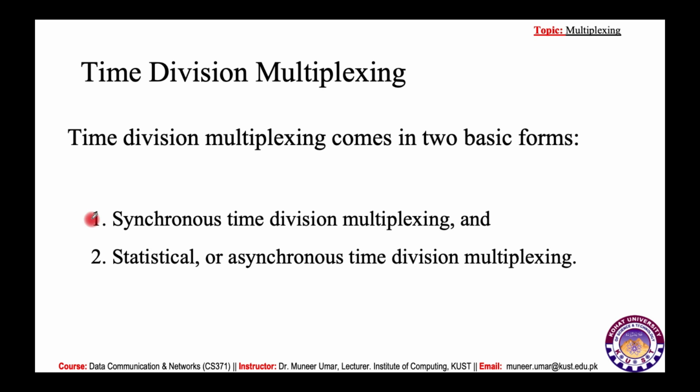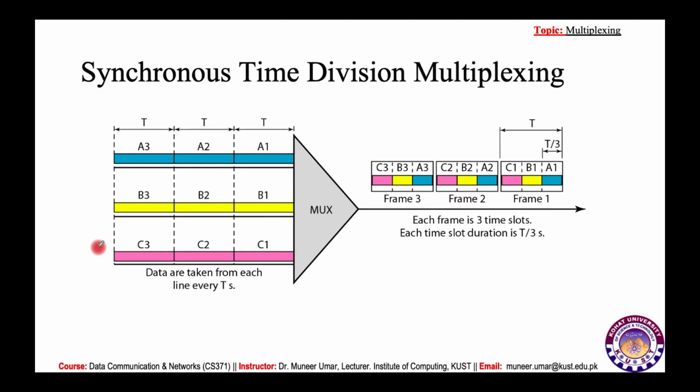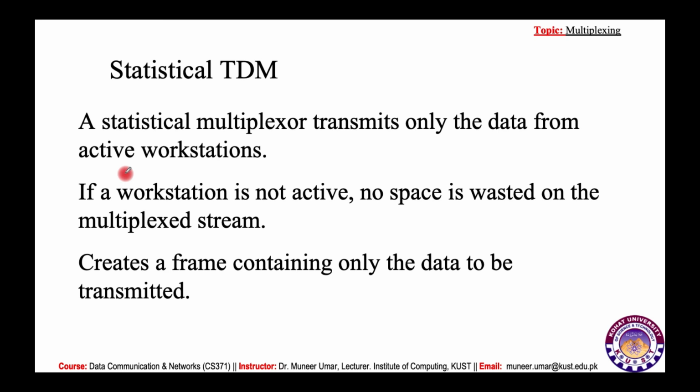So this was about the synchronous time division multiplexing. Now we are moving towards the statistical or asynchronous time division multiplexing. Statistical time division multiplexing: a statistical multiplexer transmits only the data from the active stations.